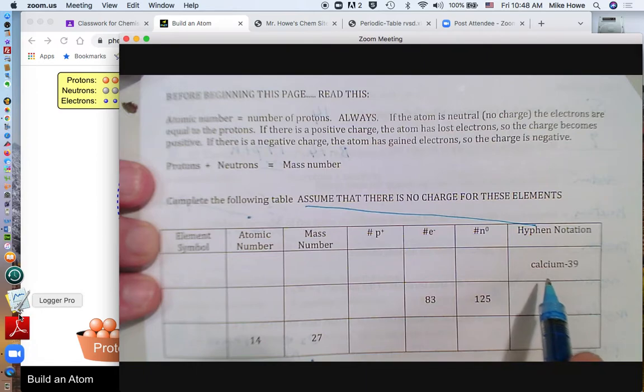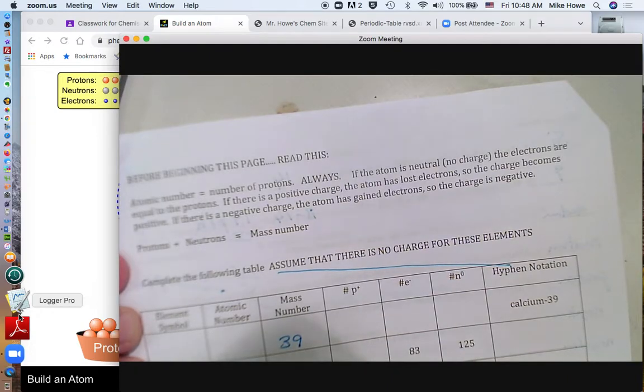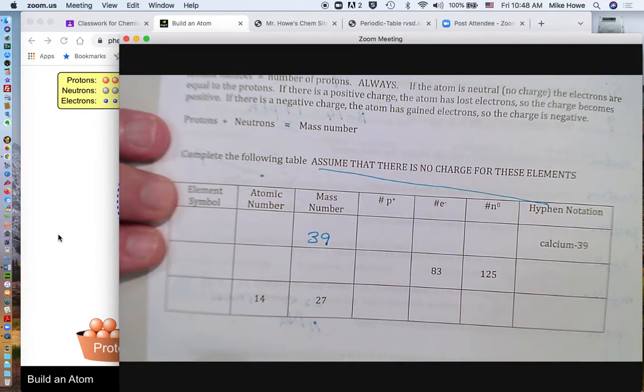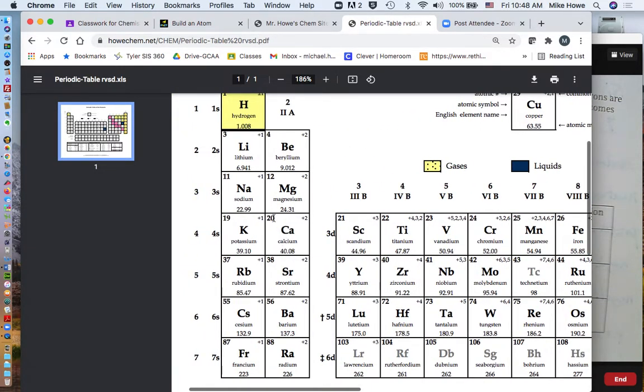So it's calcium 39. So that was the mass number, remember? 39. Okay, the number of protons for calcium, we don't know. We have to go back and look. So you click over to the periodic table, and calcium is over here on the left side, and its atomic number is 20. The atomic number is the number of protons, so it's 20. The number of electrons equals the protons if there's no charge, so that'll be 20 also. And then the protons plus the neutrons equals the mass. So remember mass, protons plus neutrons, so that minus the protons would give you the number of neutrons. And the element symbol is Ca.